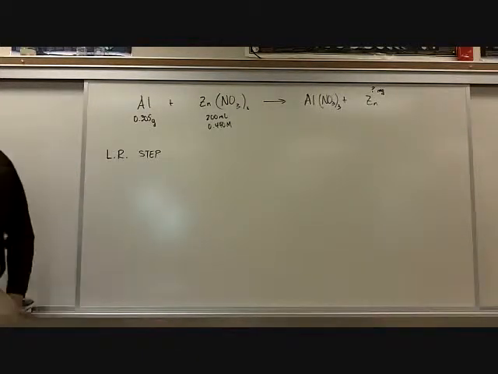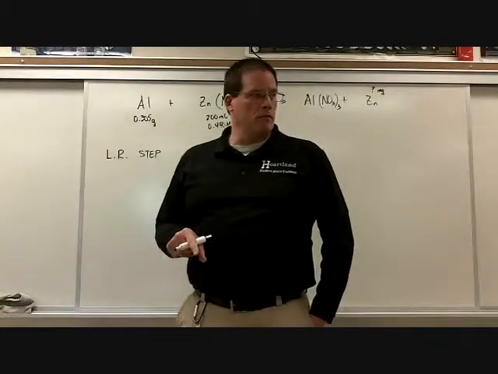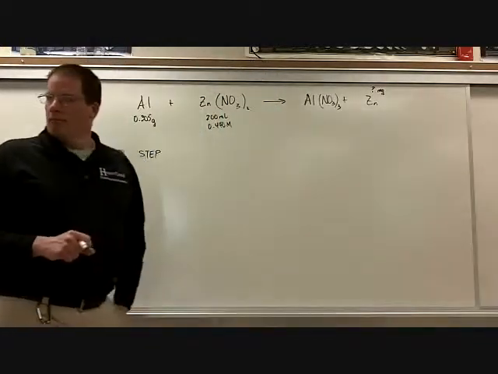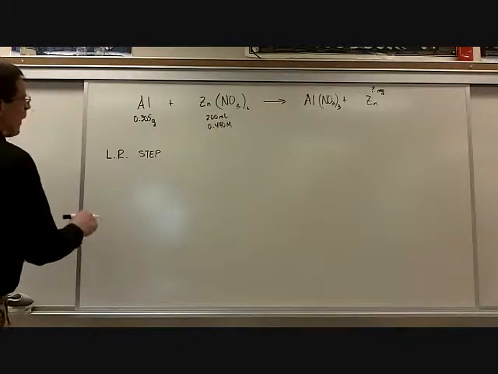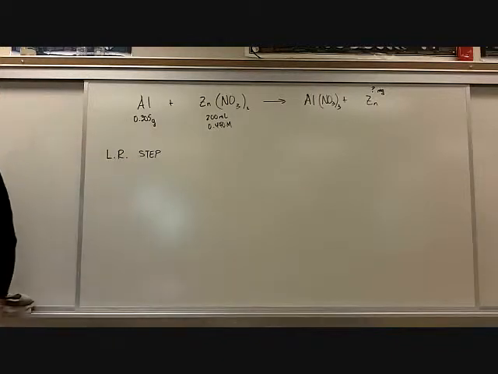A limiting reactant step. What we need to do is calculate and see which of these two things is going to run out first. And it doesn't matter if you want to start with the aluminum or the zinc. What do you guys want to start with?